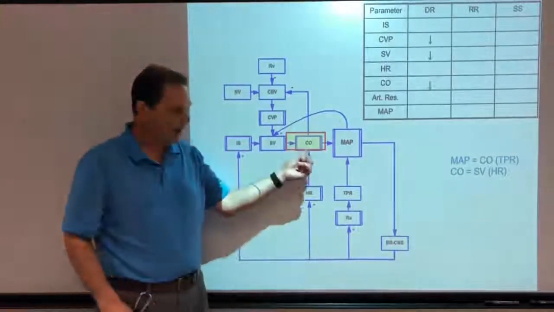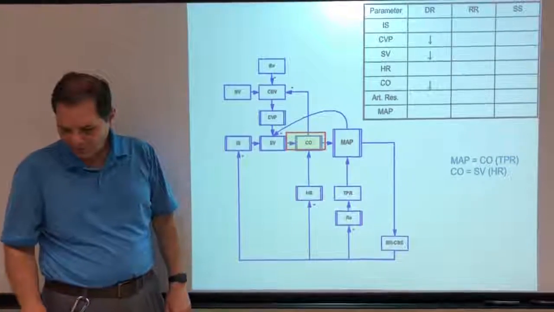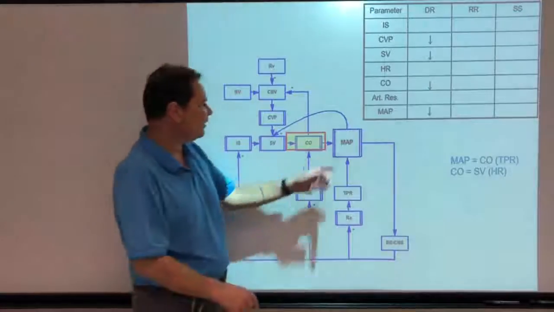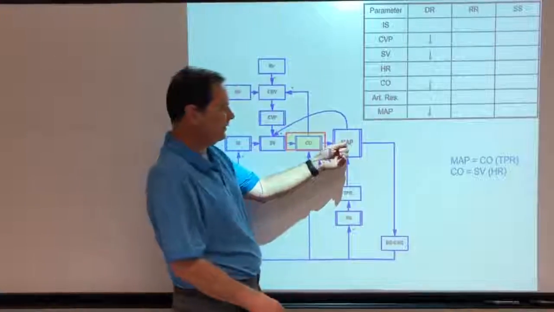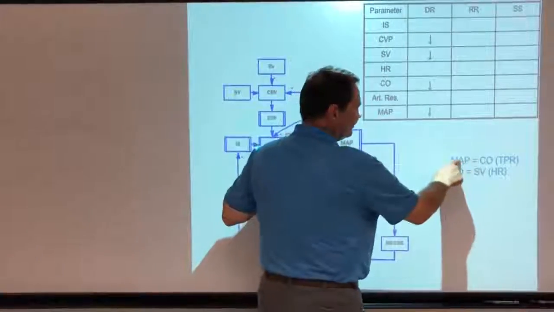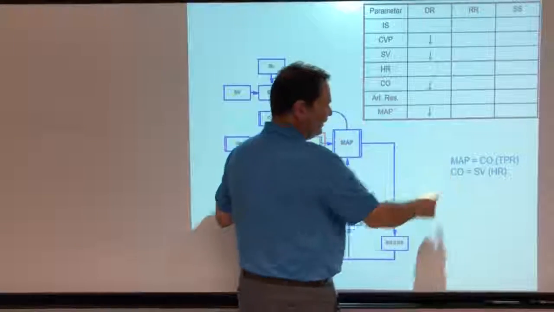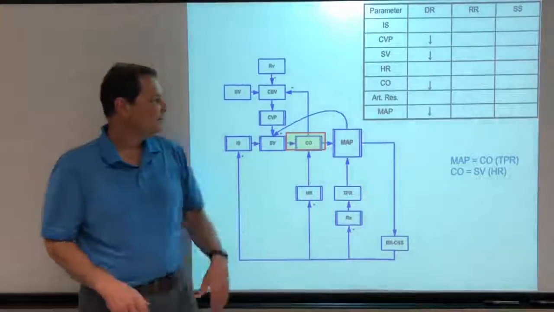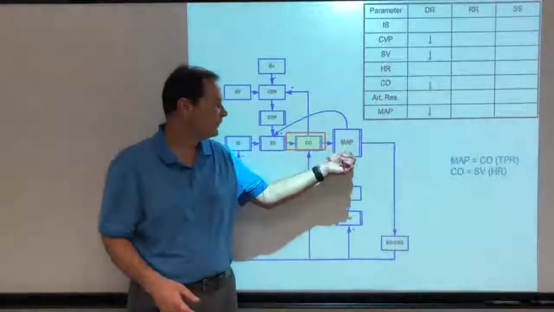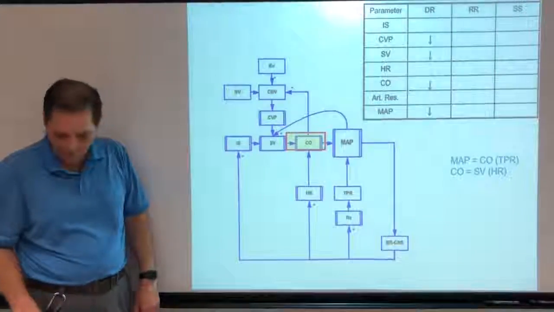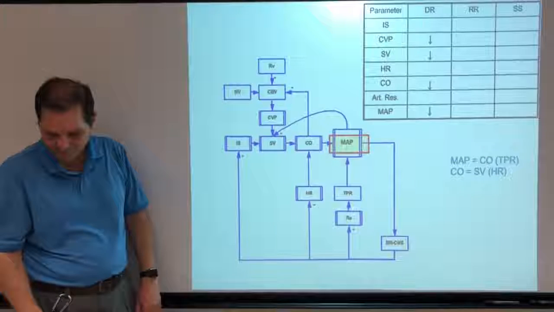And if my cardiac output goes down, then my mean arterial pressure will drop, follow the arrow. We know that because mean arterial pressure is cardiac output times total peripheral resistance. If this drops, this has to drop. So our mean arterial pressure has dropped, and there it is right there.